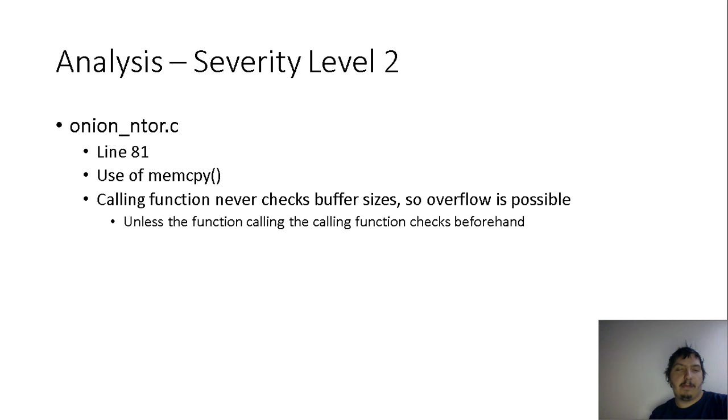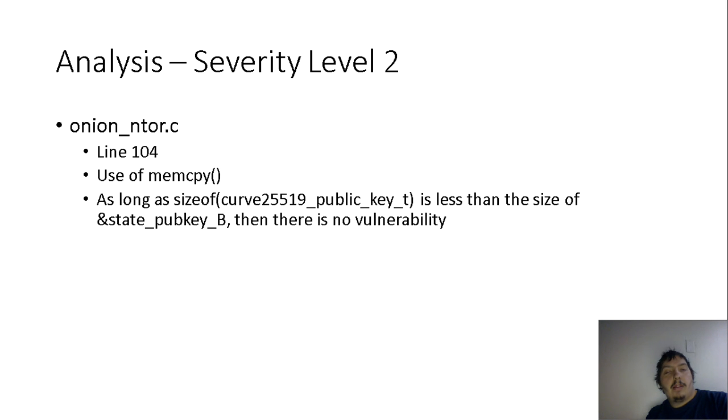And this is a repeat, just because it is a potentially severe vulnerability caused by buffer overflow. As long as the size of curve 25519 public key type is less than the size of what's at the address of state pub key B, then there is no vulnerability.